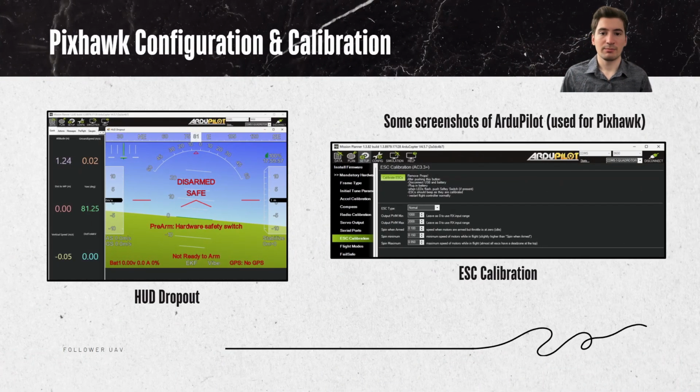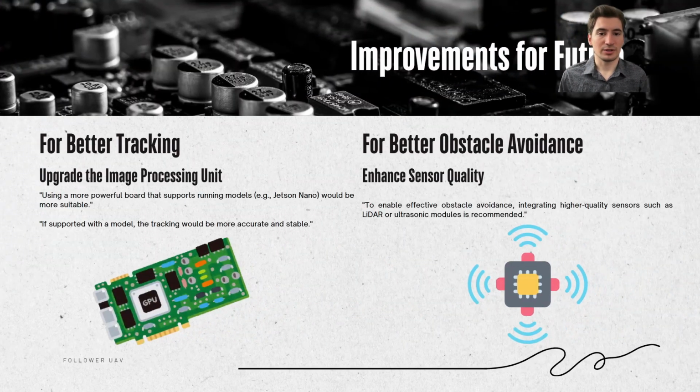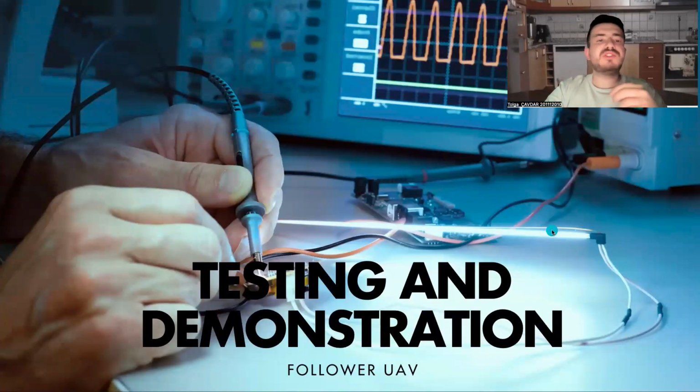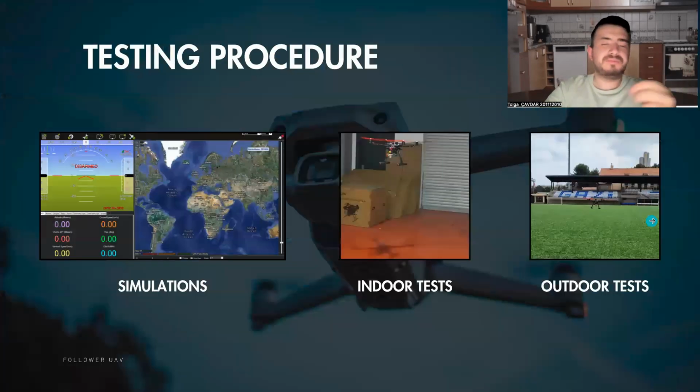Pixhawk configuration. Pixhawk is configured using ArduPilot firmware. Guided mode was enabled so it can receive velocity commands from the Raspberry Pi. Future improvements. We plan to upgrade the processor and add sensors like LiDAR and ultrasonic sensors. These additions would improve obstacle avoidance and make the system more autonomous and reliable in real-world applications. I will give information about testing and demonstrating.